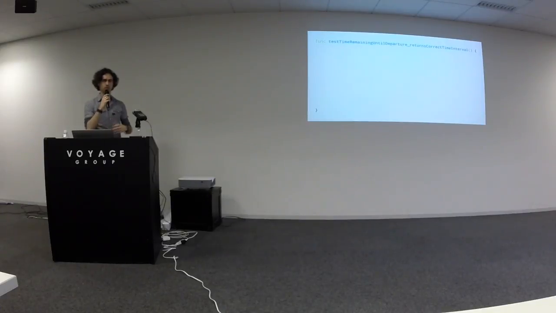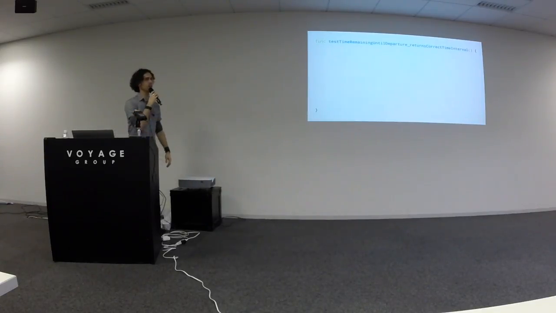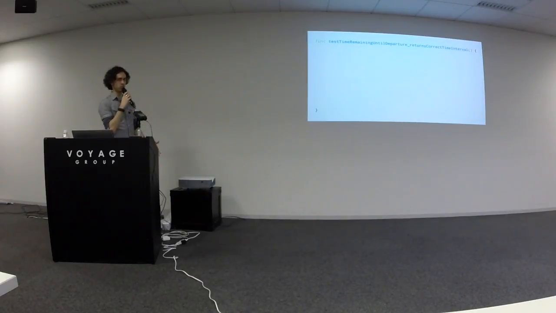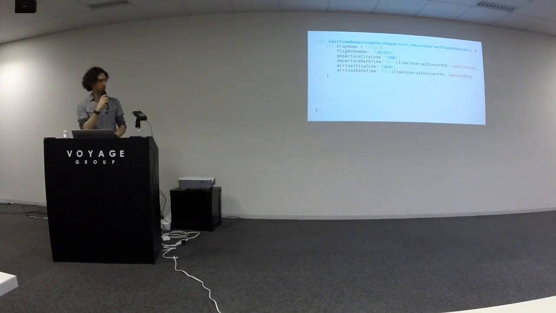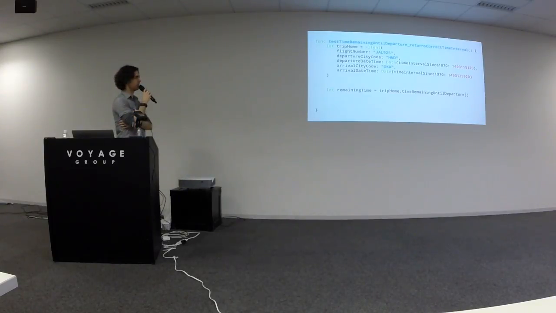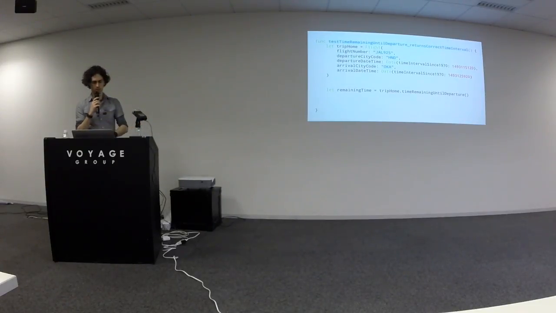All right, so let's write a test. I'm just gonna use XCTest, no frameworks or libraries, just some vanilla stuff. For this example, test time remaining until departure returns correct time interval. So we're just gonna give it some data here, our setup. We have our trip home. This is the same as the previous slide, initializing our instance and calling our method that we want to test. This is the action step of our test on our trip home, on our struct. We want to get the time remaining until departure and pull that out into the remaining time.